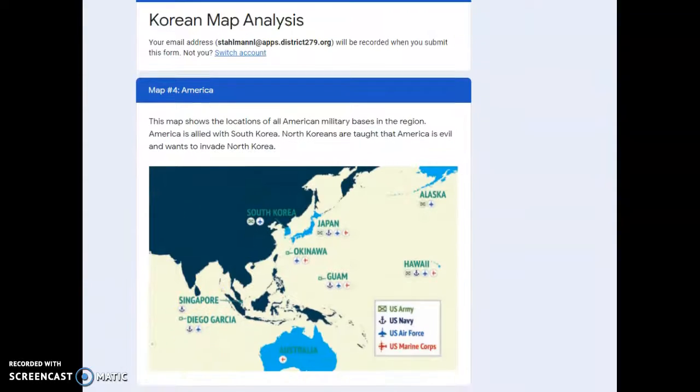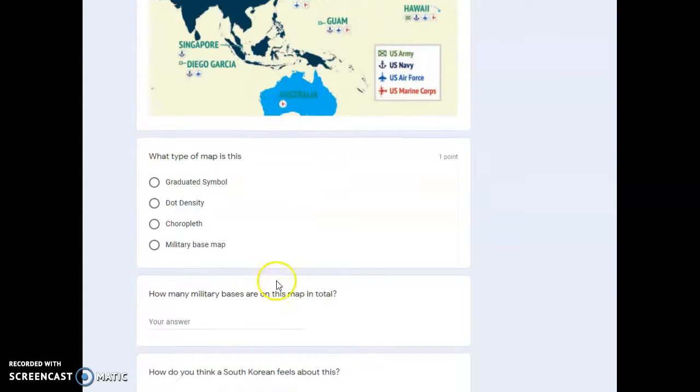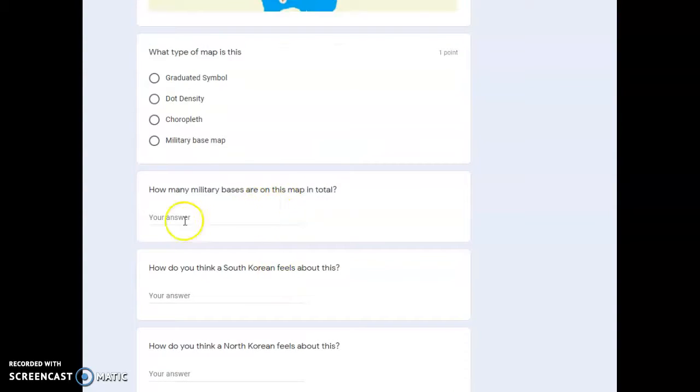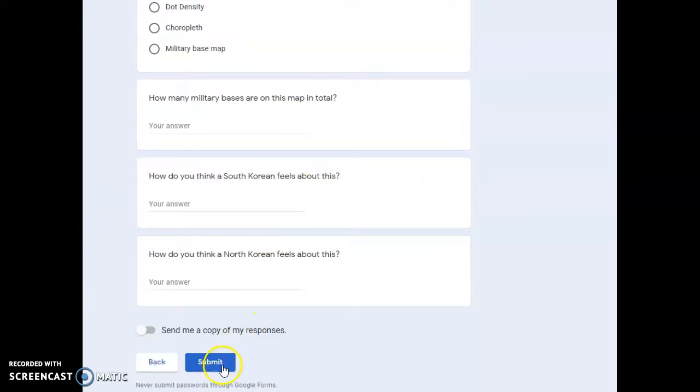And then your last one here, this type of map, each one of these counts as a different base. So use that both for how many total there are and what type of map this is. So the symbols always mean the same thing and they are the same size. So just keep that in mind and then submit when you're finished.